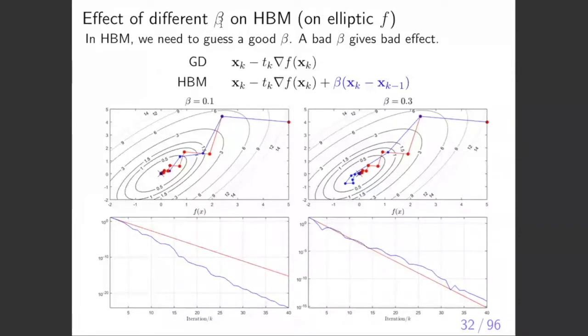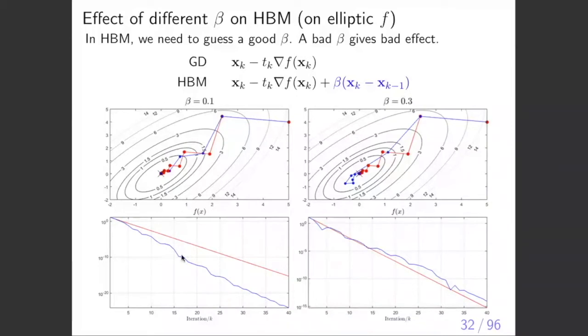Now let's consider different beta, let's say 0.1 and 0.3. And now I plot the value of the point. And then you see for 0.1 beta, the red one is the unaccelerated gradient descent. This is normal GD. It's moving like this. For the blue one, you see it's moving like this.